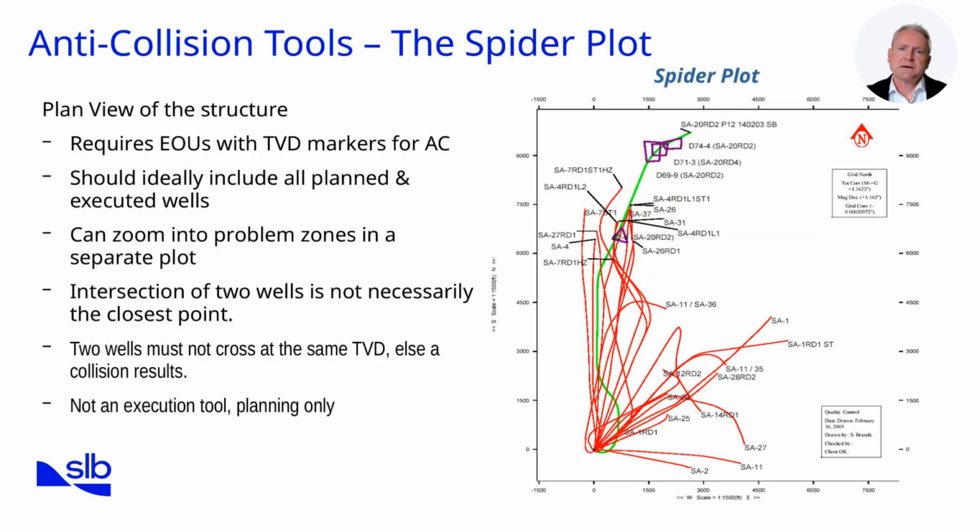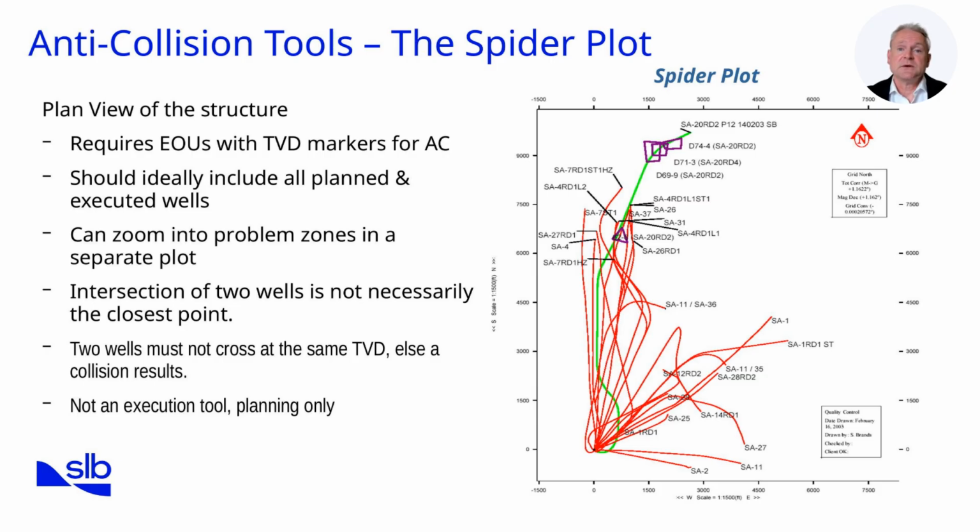The spider plot is one of the key tools used in anti-collision planning. What you see on the slide is a plan view of the structure, where multiple well paths are displayed together. Each line represents a subject or offset well, and the overlay of EOUs allows us to visualize safe or risky areas. The spider plot is powerful because it allows directional drillers to see the big picture, all planned and executed wells in relation to one another. It also allows zooming into problem zones where well bores may pass close to each other.